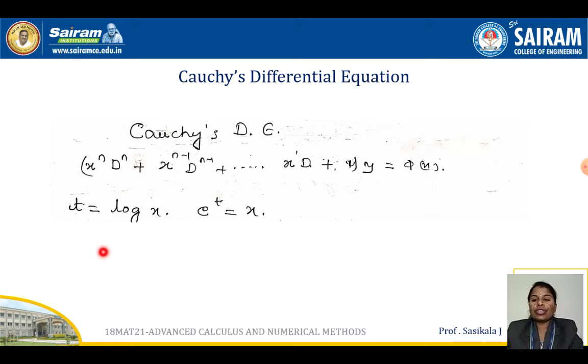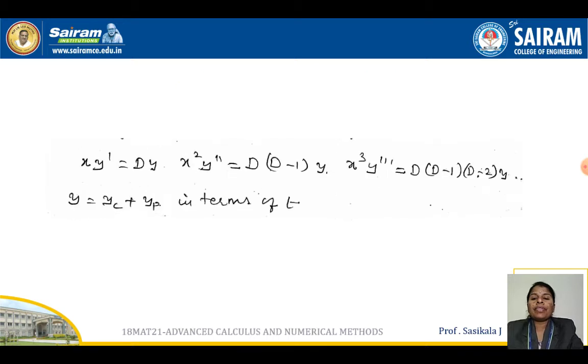So we are introducing the new variable t is equal to log x. Take the exponential and you will get x is equal to e power t. Now see how the derivatives change. x into y dash is replaced by Dy, and x squared into y double dash is replaced by D into D minus 1 into y. x cube into y triple dash is replaced by D into D minus 1 into D minus 2 into y, etc.